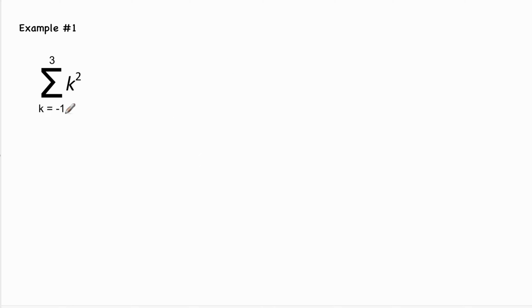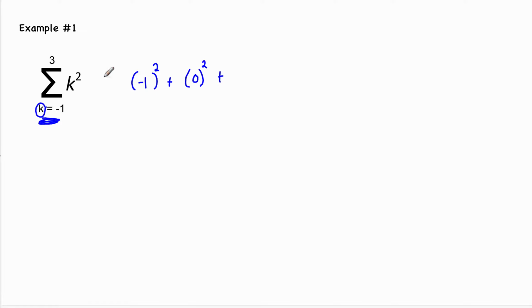So for example 1, this is what we have. The index says we're starting with -1. Every time we see a K, we're going to put in a -1. There's a K. And for the K, I'm going to put a -1, and they want me to square it. After -1 comes the number 0. I'm going to put 0 in. I'm going to square it.